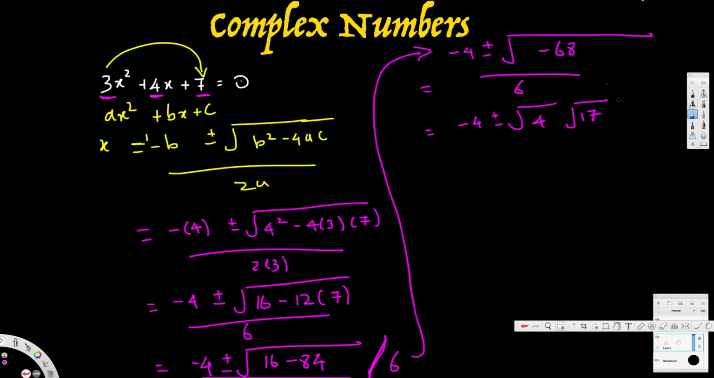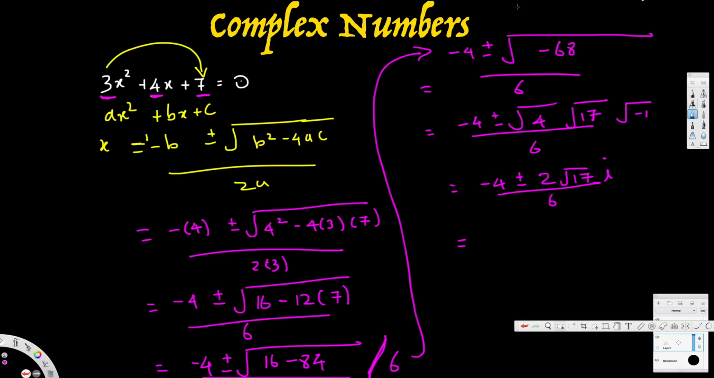We also have a negative number, so I take negative 1 alone, because the square root of negative 1 gives us i. Now we finally end up with negative 4 plus or minus the square root of 4, which is 2, and the square root of 17 remains the same, and then negative 1 we just put as i, all divided by 6. Now we can write it in standard form.